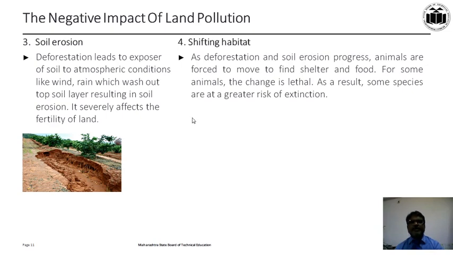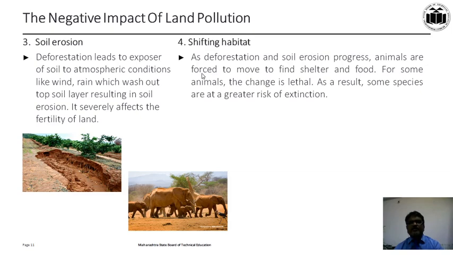The fourth negative impact is shifting habitat. As deforestation and soil erosion progress, animals are forced to move to find shelter and food. For some animals, the change is lethal. As a result, some species are at a greater risk of extinction.